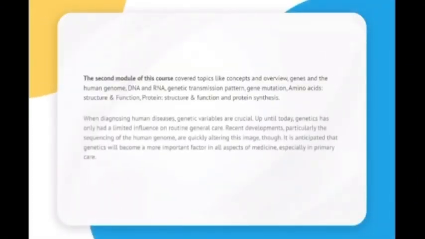The second module of this course covers topics like concepts and overview, genes and the human genome, deoxyribonucleic acid and ribonucleic acid, genetic transmission pattern, gene mutation, amino acids, structure and function, protein structure and function, and protein synthesis. When diagnosing human diseases, genetic variables are crucial. Up until today, genetics has only had a limited influence on routine general care. Recent developments, particularly the sequencing of the human genome, are quickly altering this image, though. It is anticipated that genetics will become a more important factor in all aspects of medicine, especially in primary care.